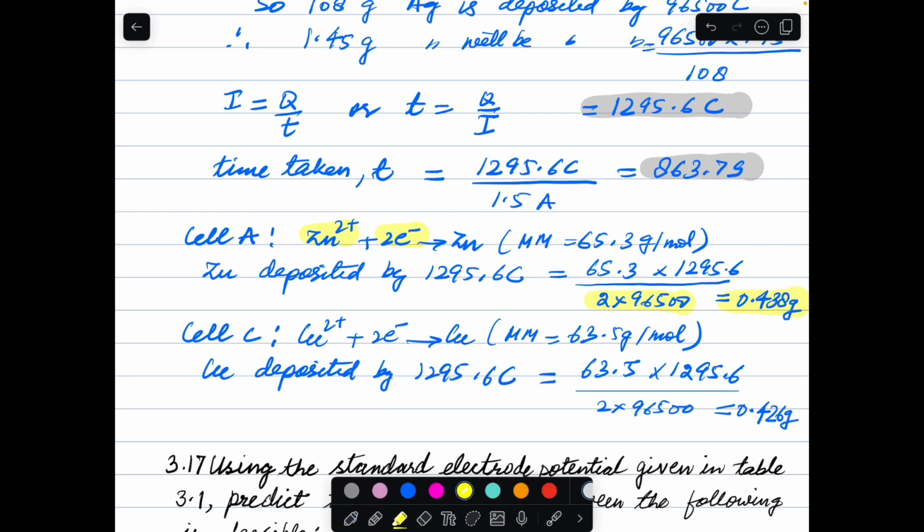Now in this case we have the same idea as we did in case of zinc, that when we have 1 mole of copper ion, you will require 2 mole of electron or 2 Faraday of charge to get this quantity. Therefore we are using here 2 into 96,500 coulombs. So this is your answer for the question 3.16. I hope it is clear.